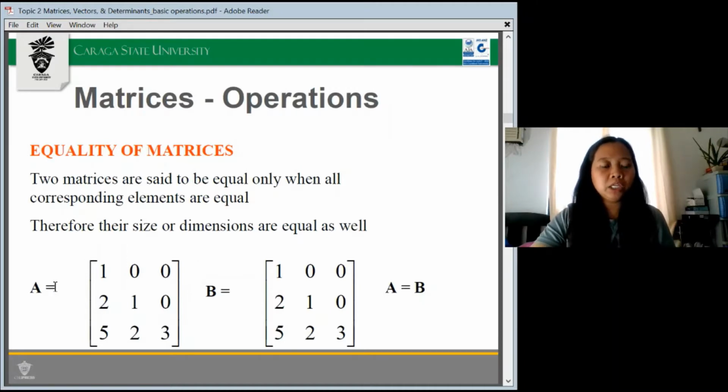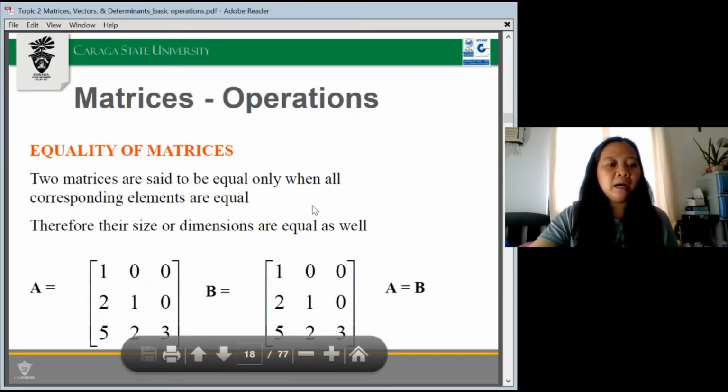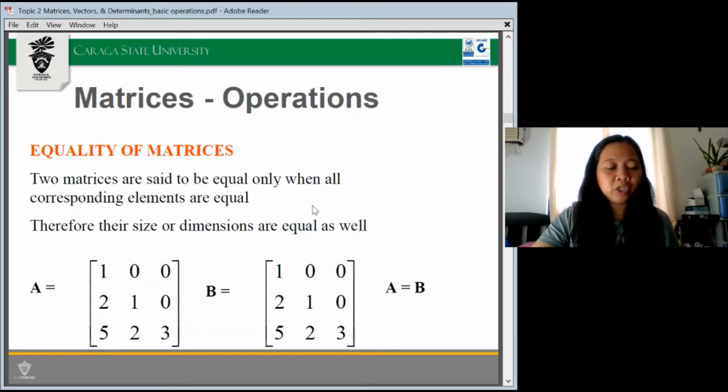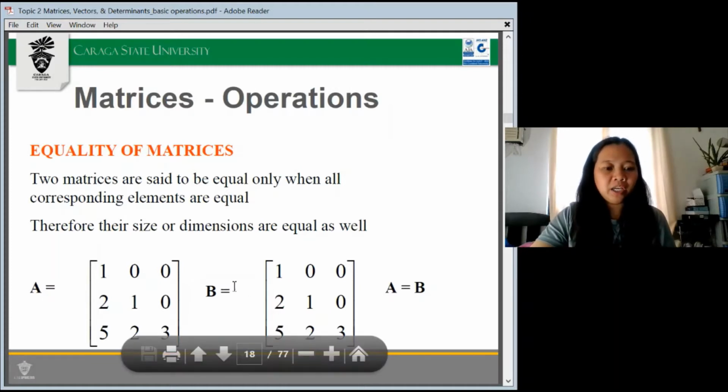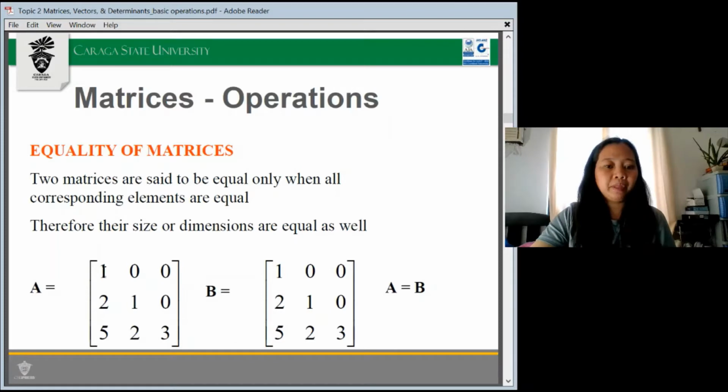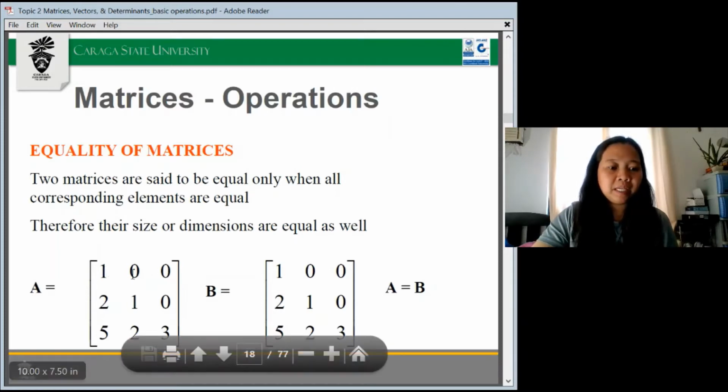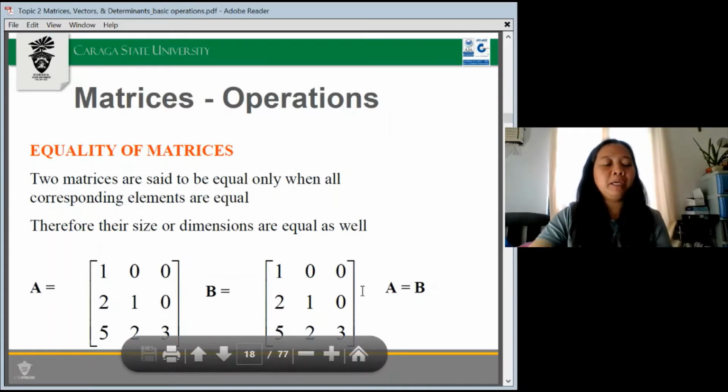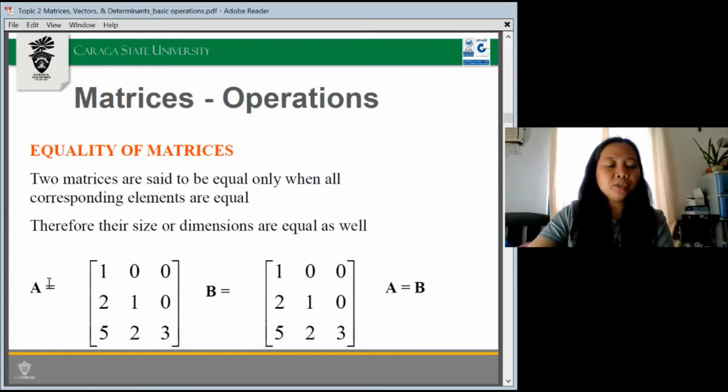So let's consider matrix A and matrix B. These two matrices are considered equal because all the elements Aij of matrix A and Aij of matrix B are equal, and this goes for all the elements of A and elements of B. So these are called equal matrices.